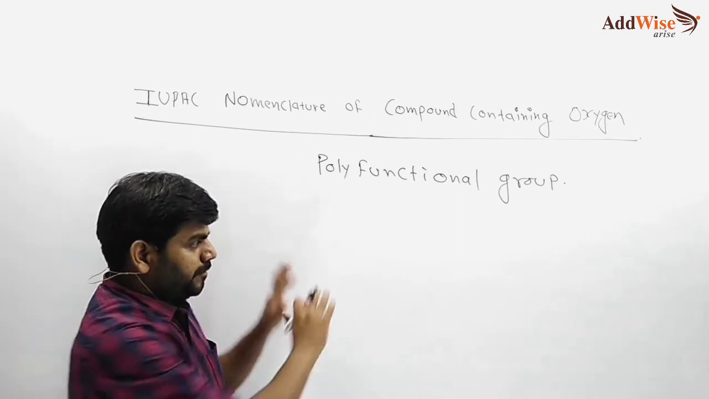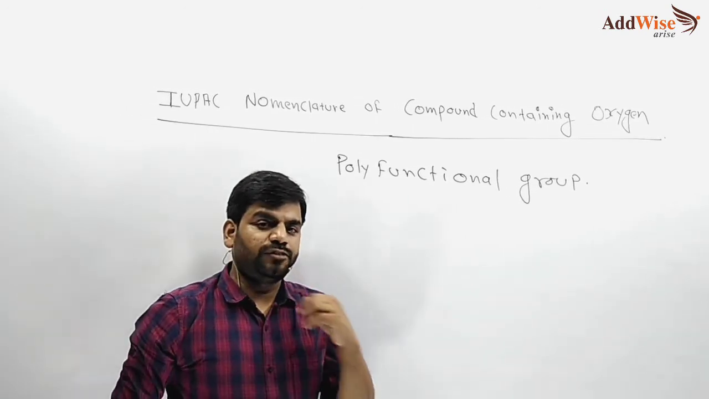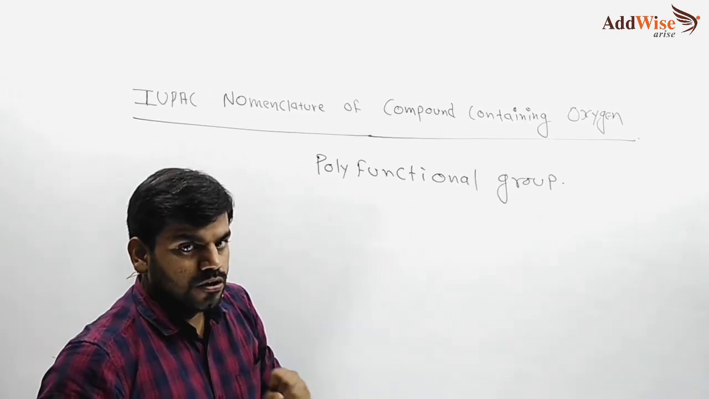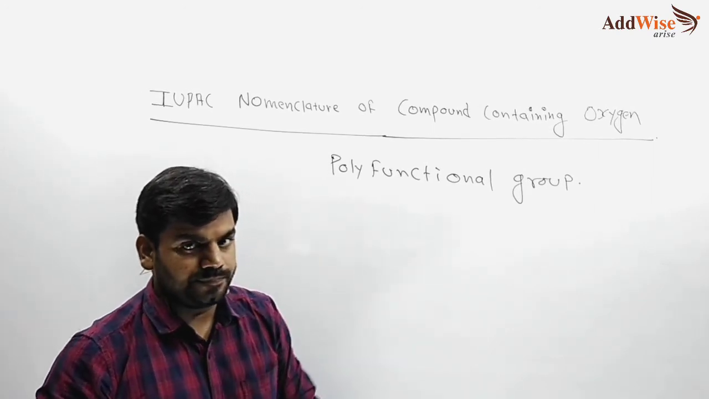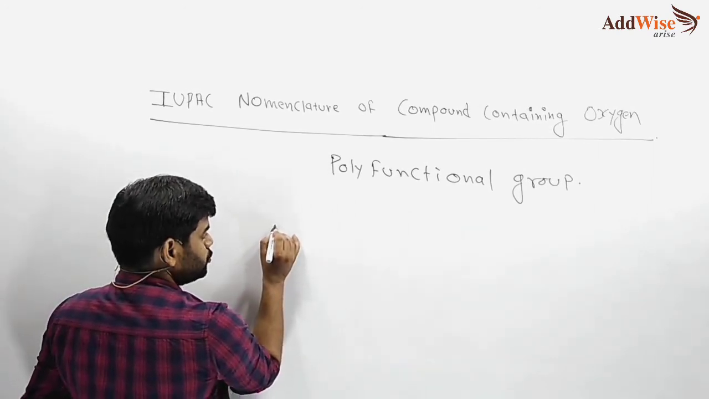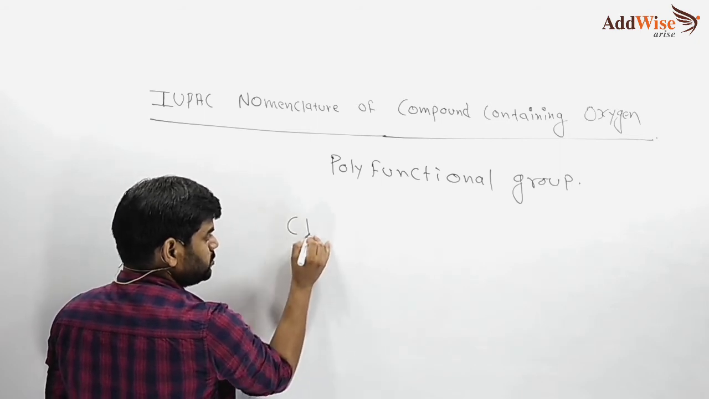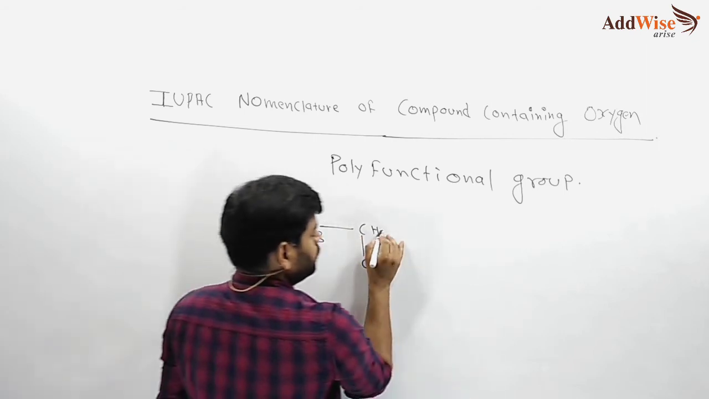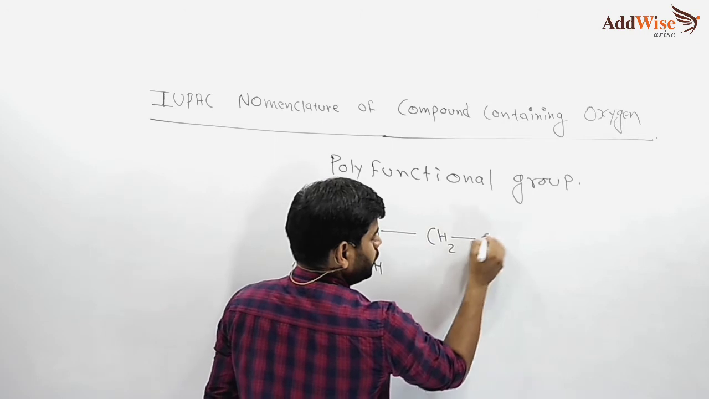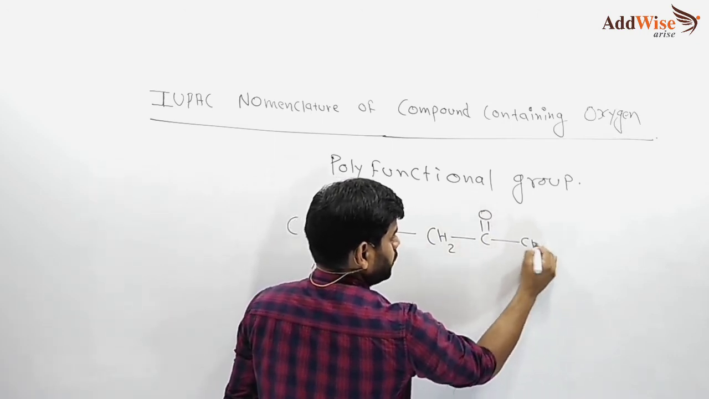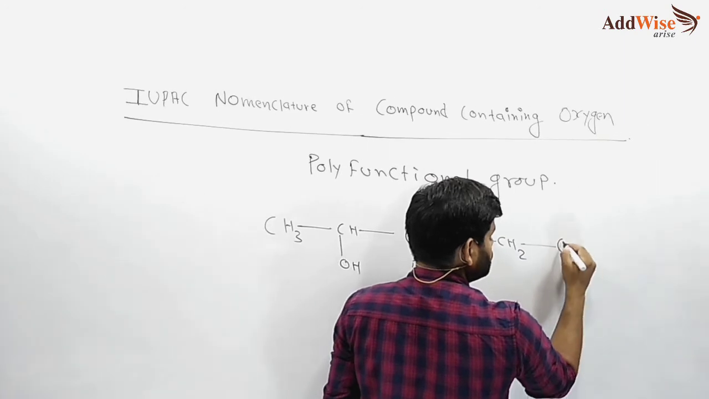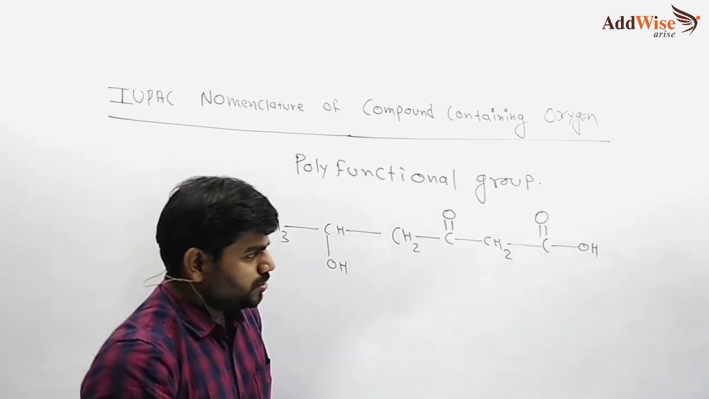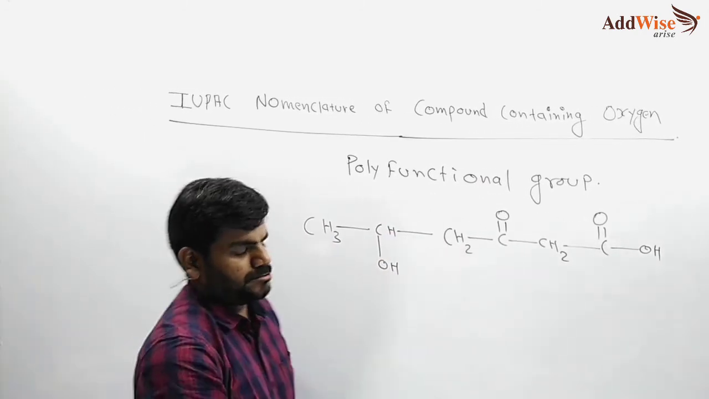So students, now I am giving you a structure. You have to identify how many functional groups are present in that compound and name each and every functional group. This type of question can be asked for 2 marks. Now, writing a structure: CH3, CHOH, again CH2, C double bond O, CH2, C double bond O, OH. Try to identify how many functional groups there are.